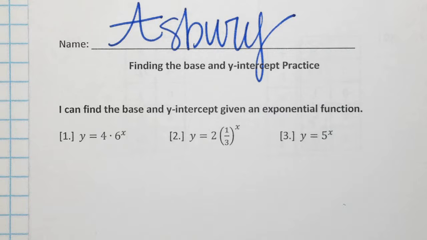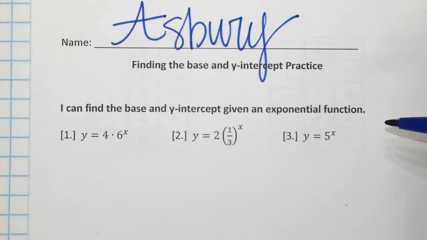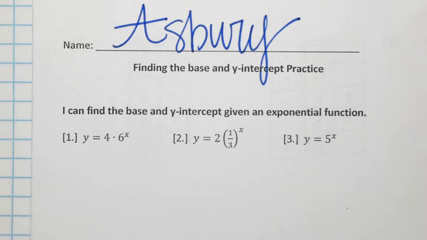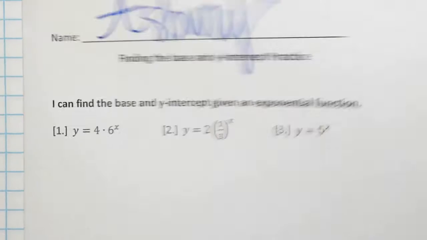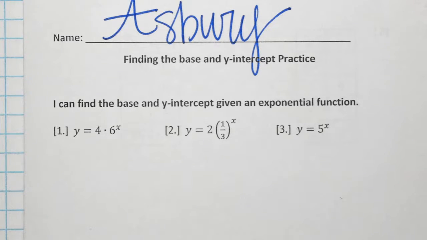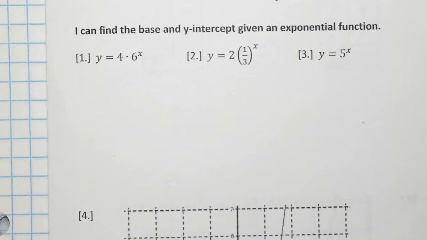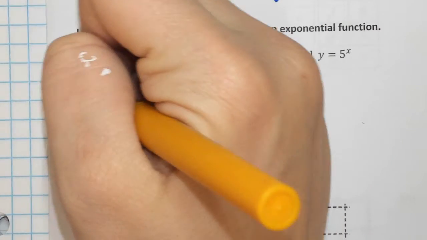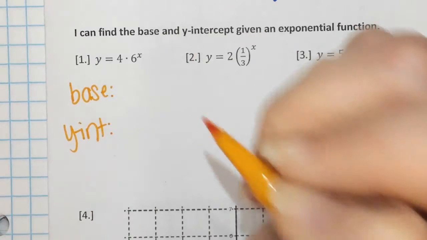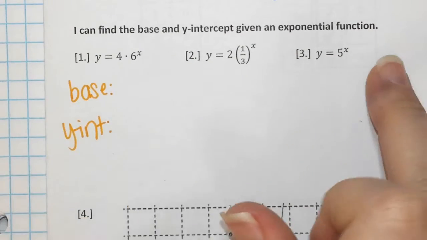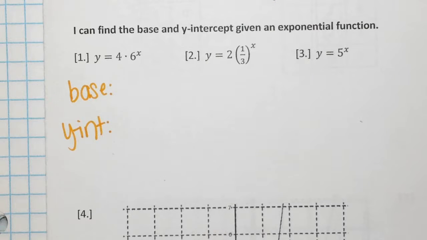All right, so here, our first learning target for this part says I can find the base and y-intercept given an exponential function, which we can use our previous page to help us with, correct? You just fold it in half like a book. All right, so let's start by identifying the base of number 1. And if you don't know how to find the base, look back at your notes that we just wrote down. And this is algebraically, so look at the algebraic section.